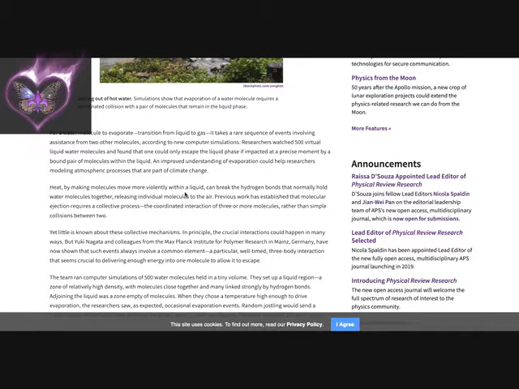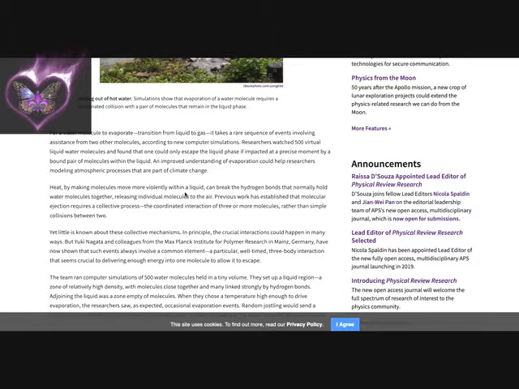An improved understanding of evaporation could help researchers modeling atmospheric processes that are part of climate change. Heat, by making molecules move more violently within a liquid, can break the hydrogen bonds that normally hold water molecules together, releasing individual molecules to the air. Previous work has established that molecule ejection requires a collective process, the coordinated interaction of three or more molecules rather than a simple collision between two. Yet little is known about these collective mechanisms in principle.